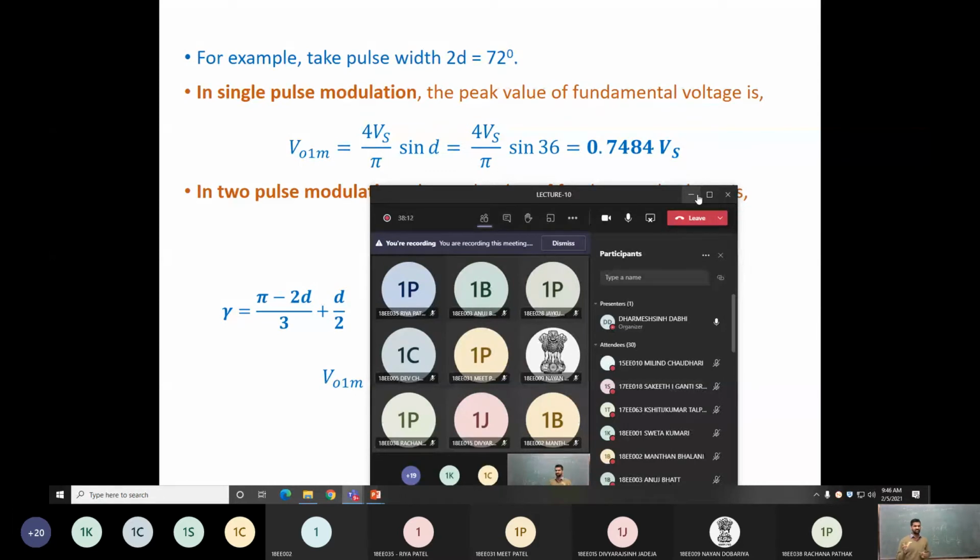So that is the one biggest advantage of using the multiple pulse modulation technique. But one drawback is what? You get less efficiency of the inverter because the output voltage becomes less. The fundamental output voltage becomes less in the multiple pulse modulation technique as compared to the single pulse modulation technique. Clear? Understand this concept?